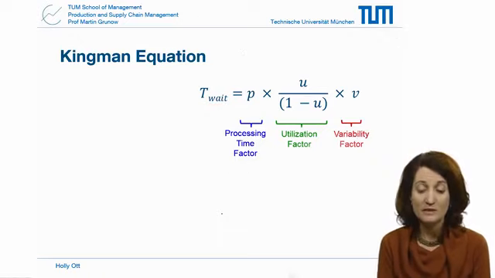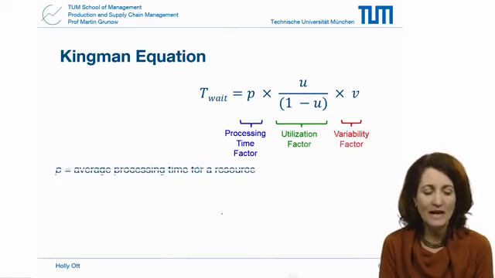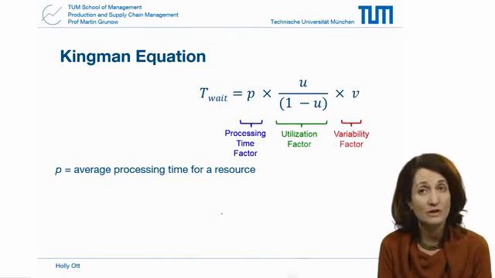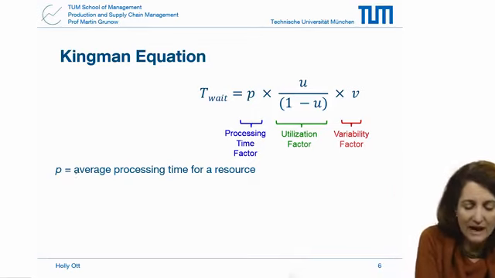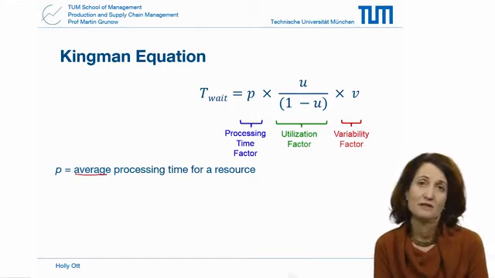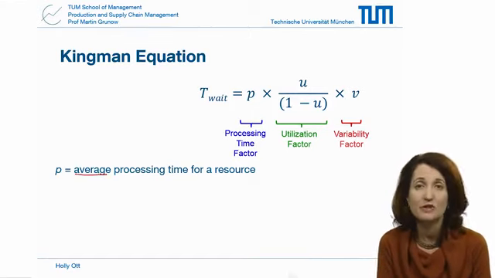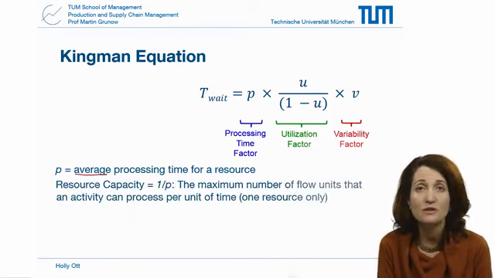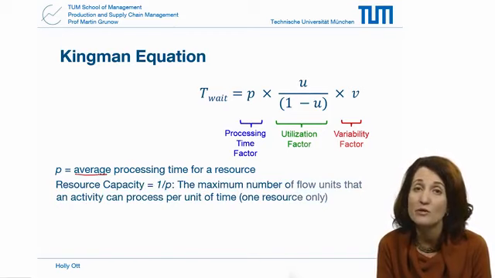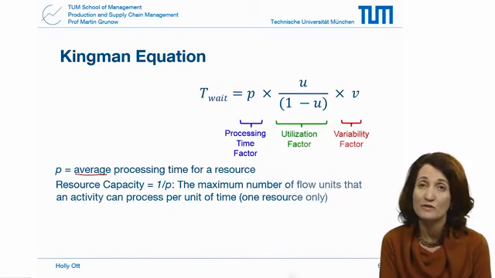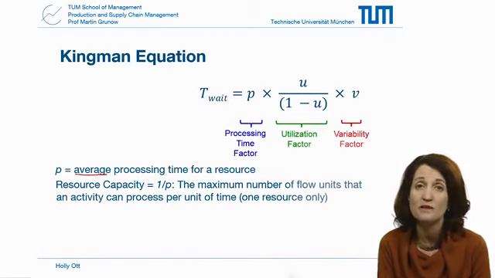So first, looking at the processing time factor, here we have P. Now we learned that P was the processing time for a resource. In a system with variability, this will be the average processing time. So on average 6 minutes, but it could be a little bit more, a little bit less. The resource capacity we learned was 1 over P, so average resource capacity: the maximum number of flow units an activity can process per unit of time, and here is one resource only.